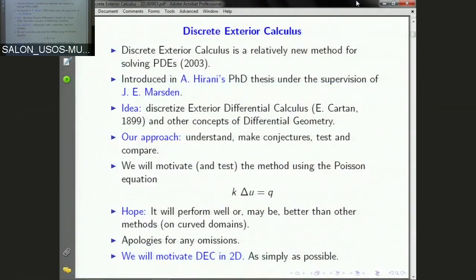Now, I'll motivate discrete exterior calculus, which I'll call DEC from now on, in 2 dimensions. I will do it as simply as possible, and I will run the risk of making everything seem trivial. It is not trivial.